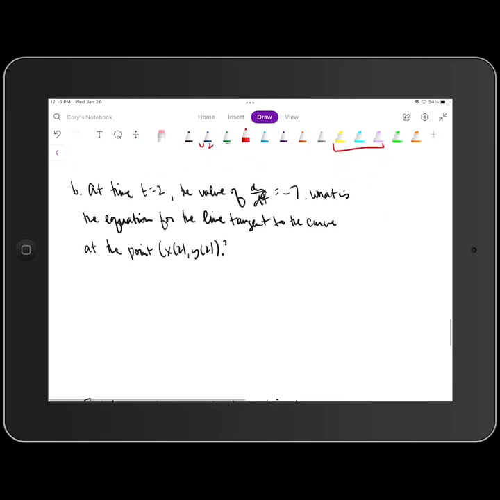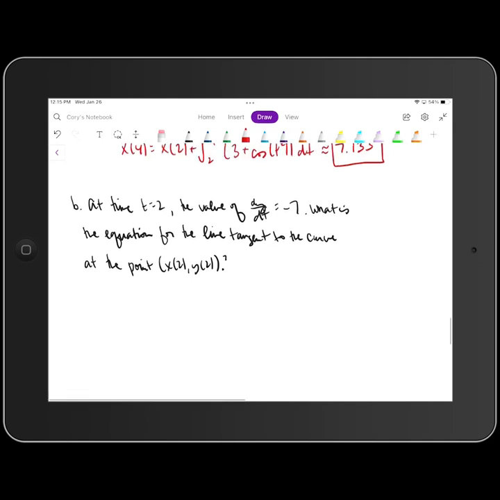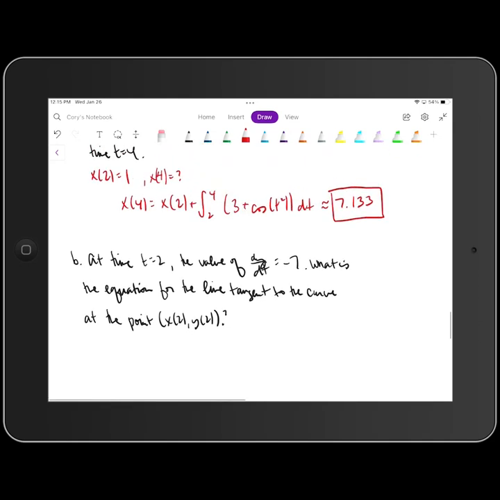Okay, on to part B. For part B, the question says at time t equal to 2, the value of dy/dt is negative 7. And the question asks, what is the equation for the line tangent to the curve at the point x of 2 comma y of 2?